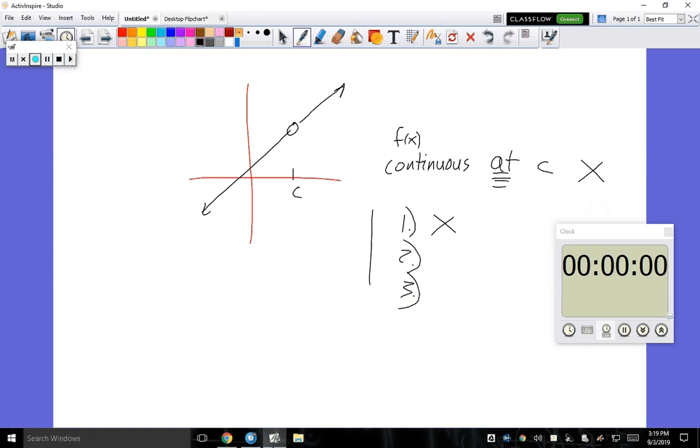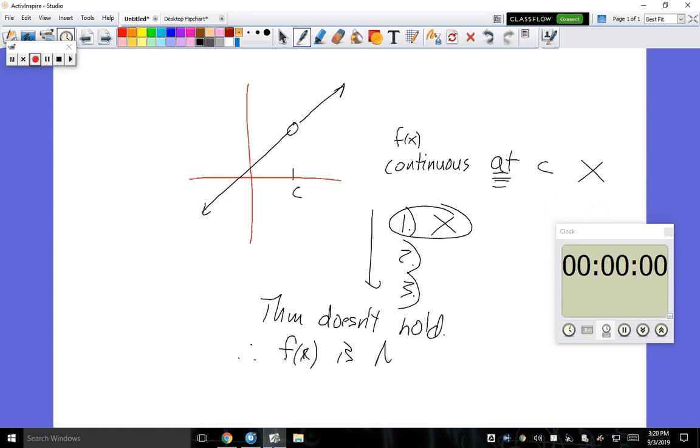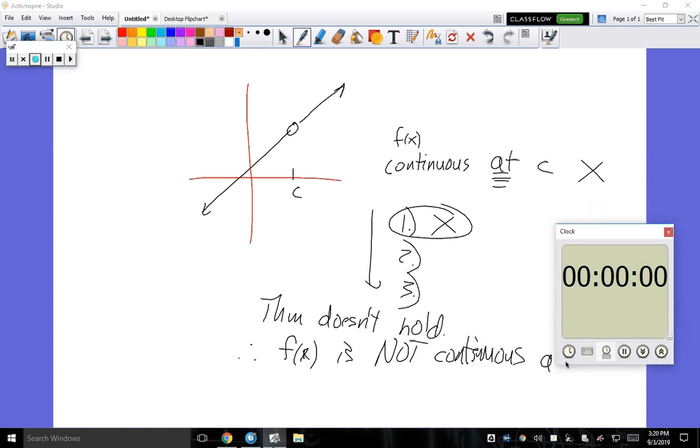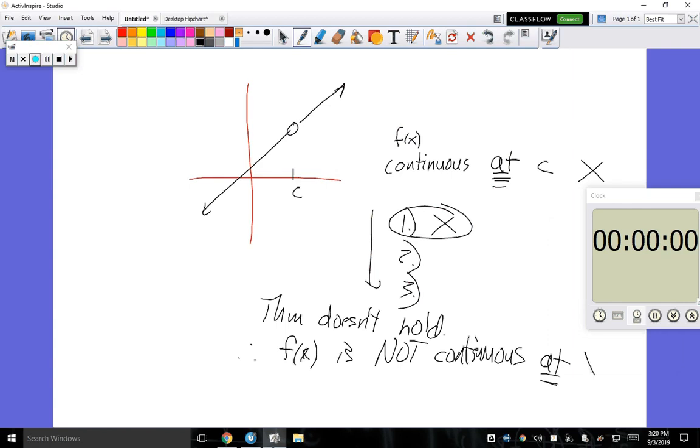So remember, all 3 have to be true to even stand a chance of being continuous. If any one of these 3 are not true, then you could just say, because of this right here, theorem doesn't hold. Therefore, f of x is not continuous, and I know it's subtle, but it's huge and important. It's all about derivatives at x equals c.